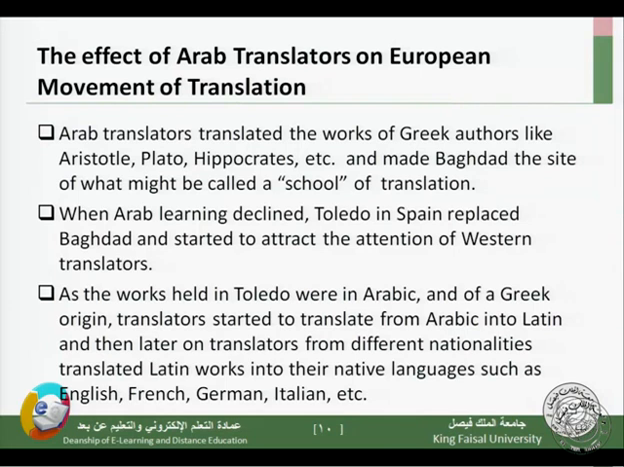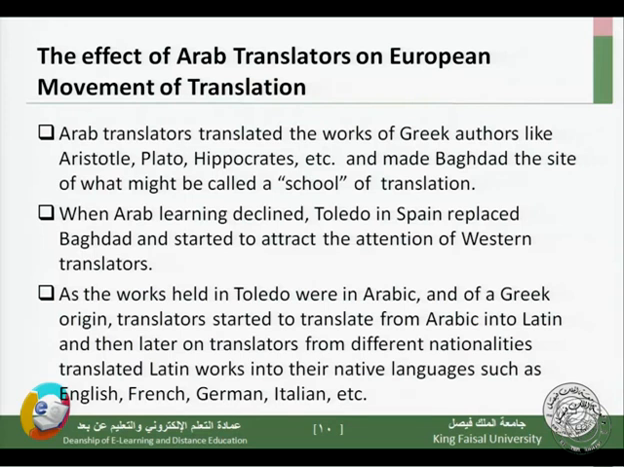Translating the works of Greek origin, to translate them from Arabic into Latin, and then later on translators from different nationalities translated Latin works into their native languages. In other words, all the works held in Toledo were in Arabic, but of a Greek origin.